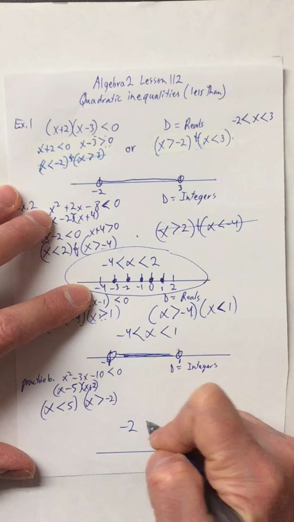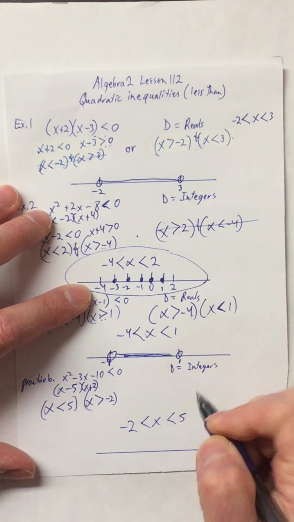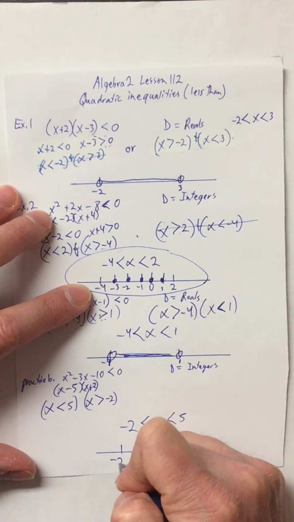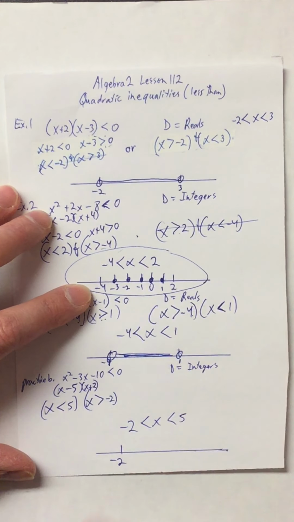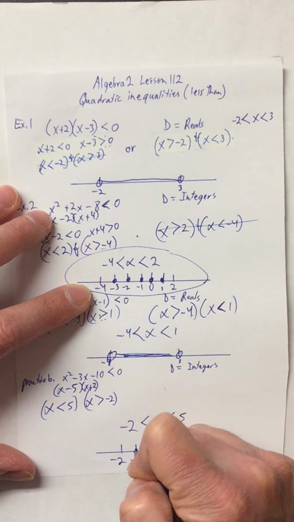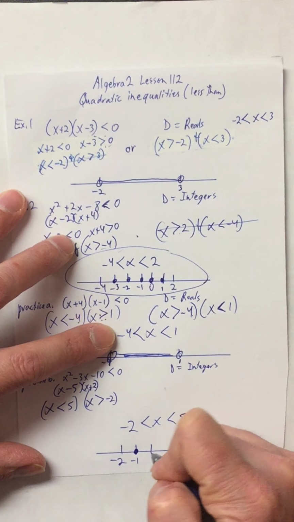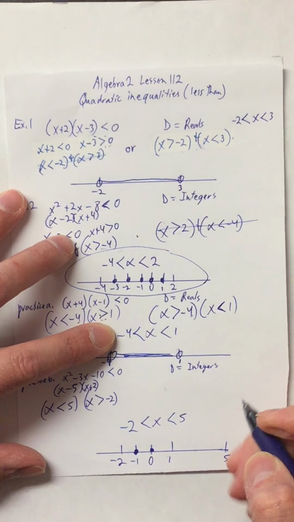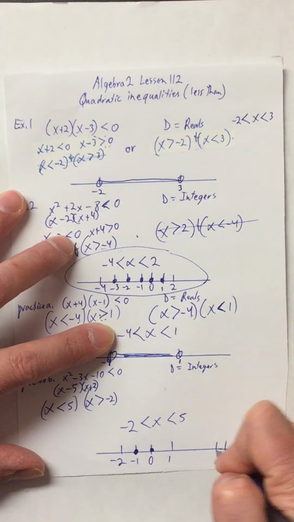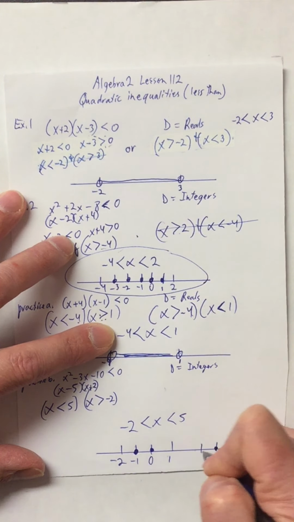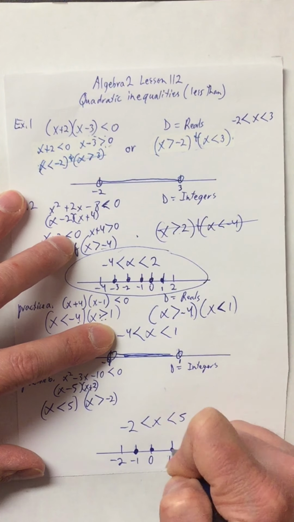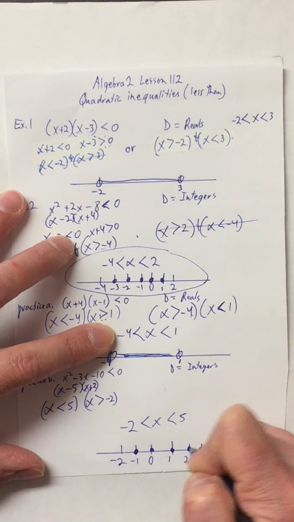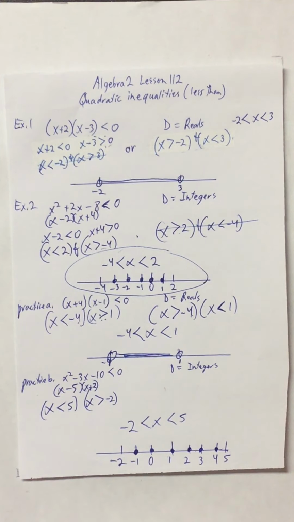Let's write that out. Negative 2 like this, and then 5 here. My domain is integers, so it actually starts with a negative 1, closed circle, 0, closed circle, 1. It goes all the way up to my 5 here. My 5 is not included though, so it's actually 4. So 3 and 2, fill in those circles there. And that is the correct answer for practice problem B.